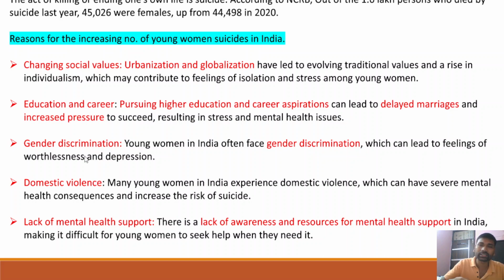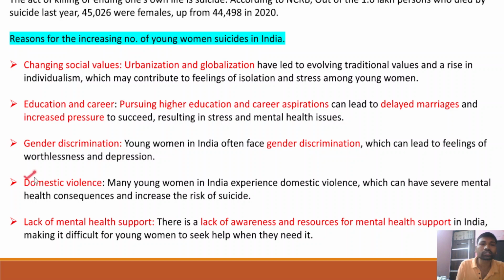Now, this is like a chain, like a cycle. When they feel that they are worthless and they don't deserve this, and they are more and more depressed, it builds pressure, it builds stress, and suicidal thoughts, suicidal tendencies usually develop among young women. So therefore, gender discrimination is another major problem in driving young women to commit suicides.